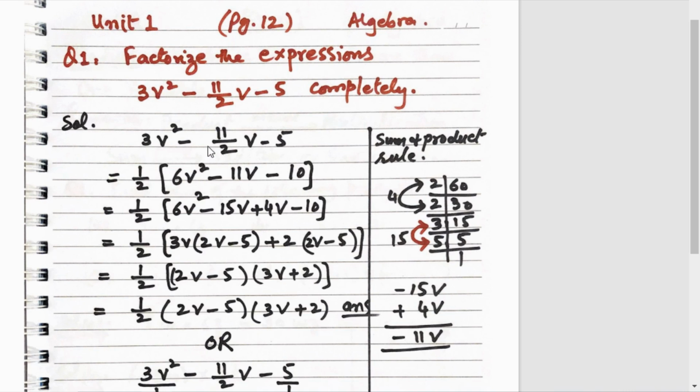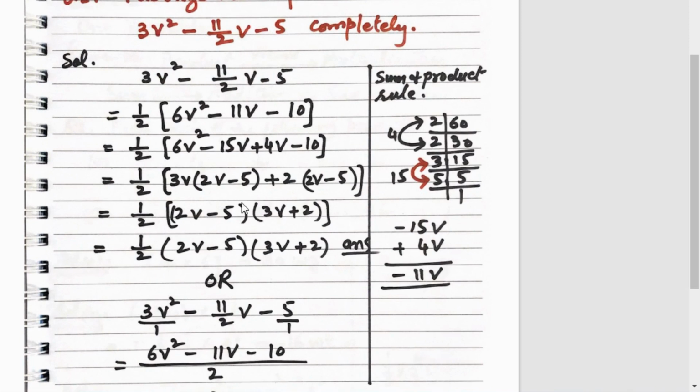Now multiply 11 over 2 by 2. 2 and 2 will be cancelled out and 11v is left over, minus 10. You can do this work in rough work. 11 over 2, multiplied by 2, you will get the answer 11v. Now to the next step. Look at the expression after taking 1 by 2 common.